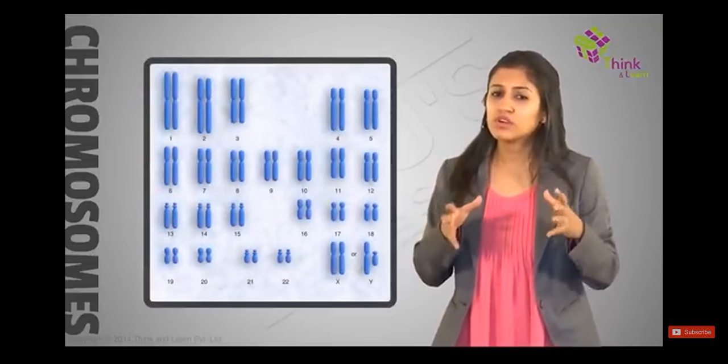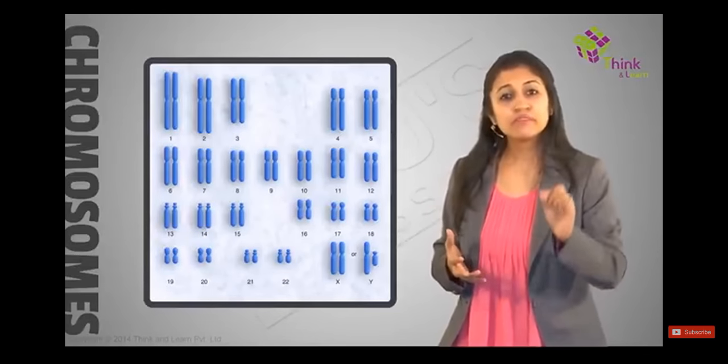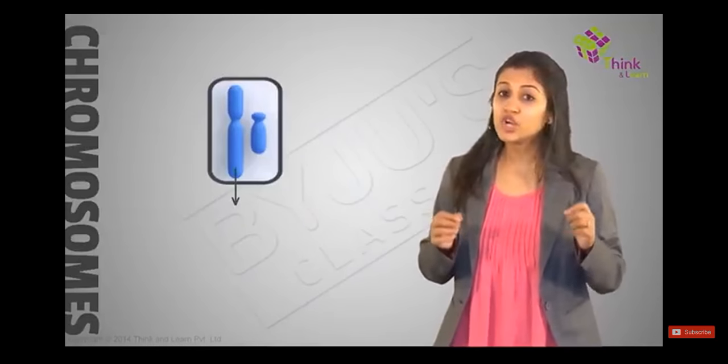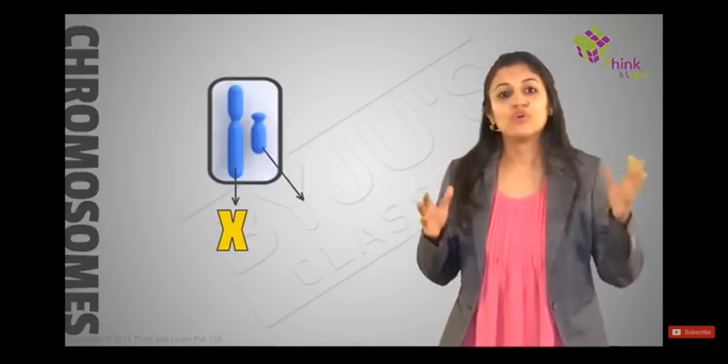Now, not long after homologous chromosomes were discovered, someone noticed one exception. Human males have one pair that is not homologous. The larger of these chromosomes was called X and the smaller was called Y.